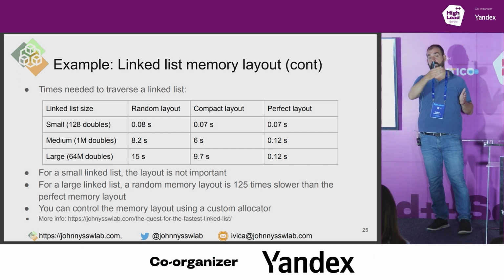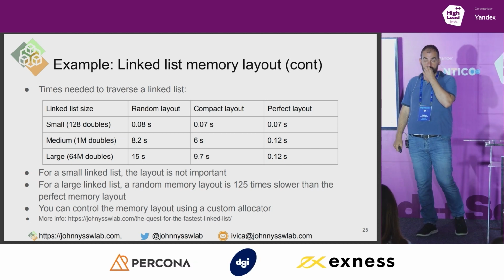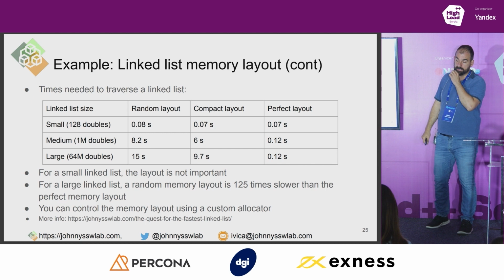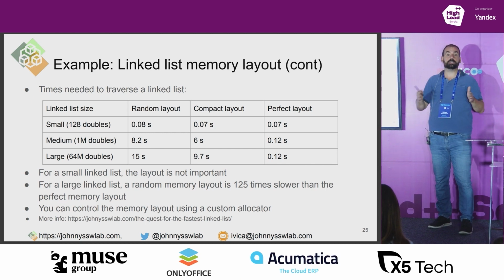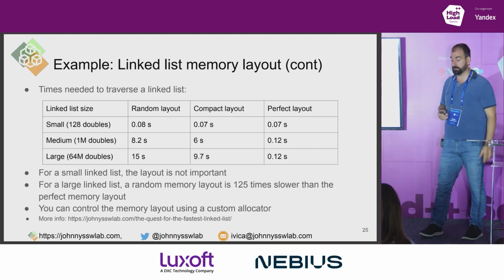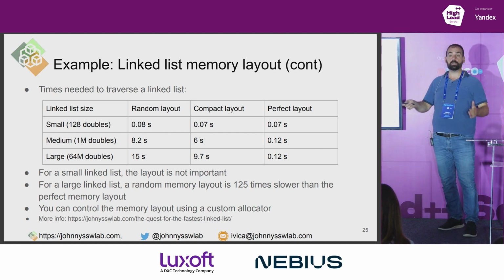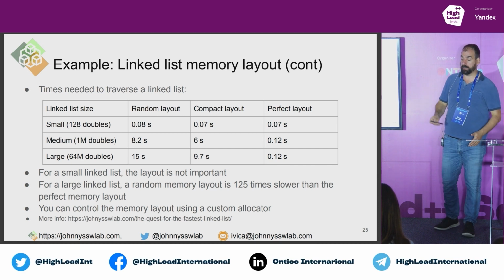One is that the prefetcher can actually figure out the memory access pattern and get the data we need earlier. The second is that cache line utilization is much higher with this one. So everything we get from the memory we actually consume. You can control the memory layout of a linked list or a binary tree using a custom allocator.